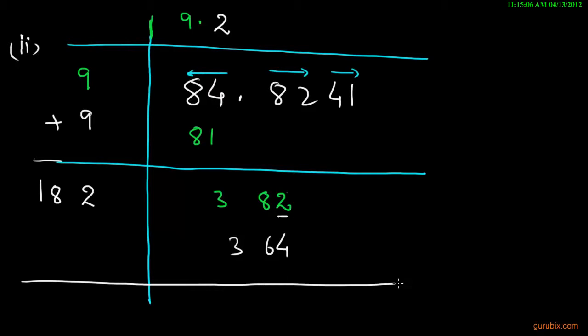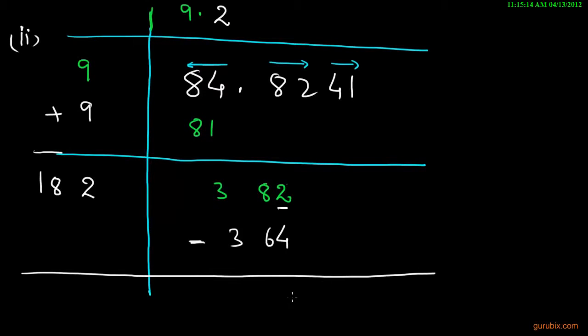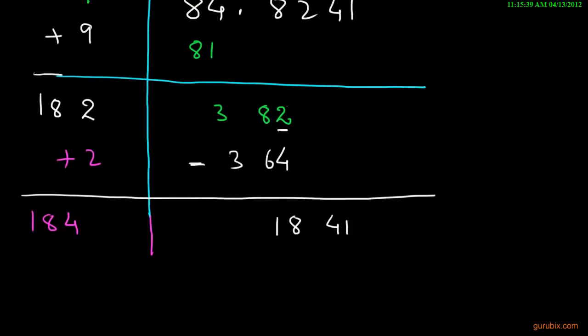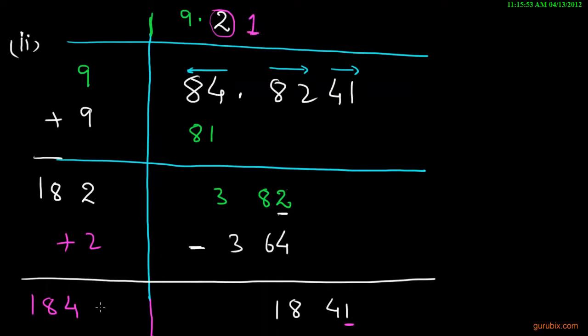364. And now we shall subtract 364 from this 382 to get 18 and bring down the next period, that is 41. And now we shall add this digit here to get 184. And now we shall keep away this unit digit and take the number 184 to divide by 184 to get 1. So we shall write 1 here and 1 here.